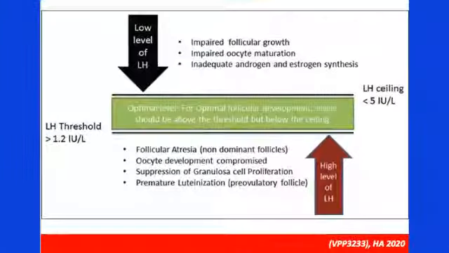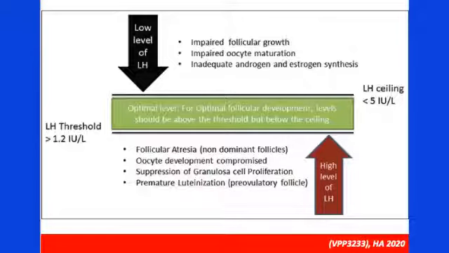This is an example of the threshold or optimum level, using the hormone LH. If the level of LH is too low, there will be an impact on follicular growth, oocyte maturation, and adequate androgen and estrogen synthesis. However, when the level of LH is too high, more than the optimum level, the effects include follicular atresia, compromised oocyte development, suppression of granulosa cell proliferation, and premature luteinization of pre-ovulatory follicles.